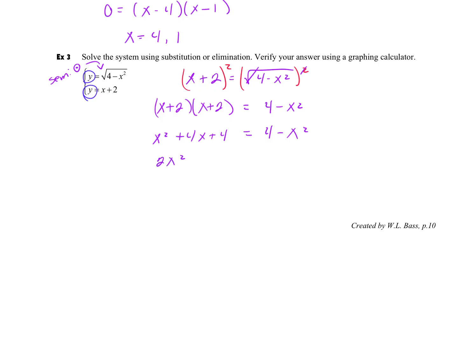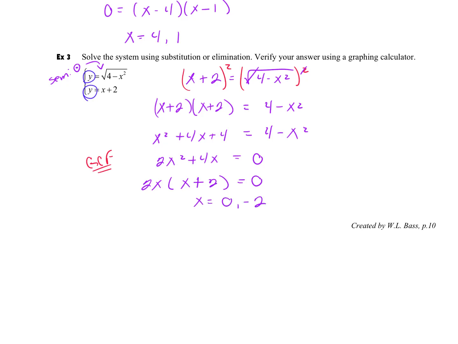I've got a 2x squared plus a 4x. When I subtract my 4, it cancels out, and I'm left with 0. This leaves us with a quadratic that doesn't have a c value. So what we want to remember here is to factor the GCF on these. Otherwise, we have a tendency to lose a solution. So in this case, we're factoring out a 2x, and we're going to be left with x plus 2 equals 0. So my x values are 0 and negative 2.